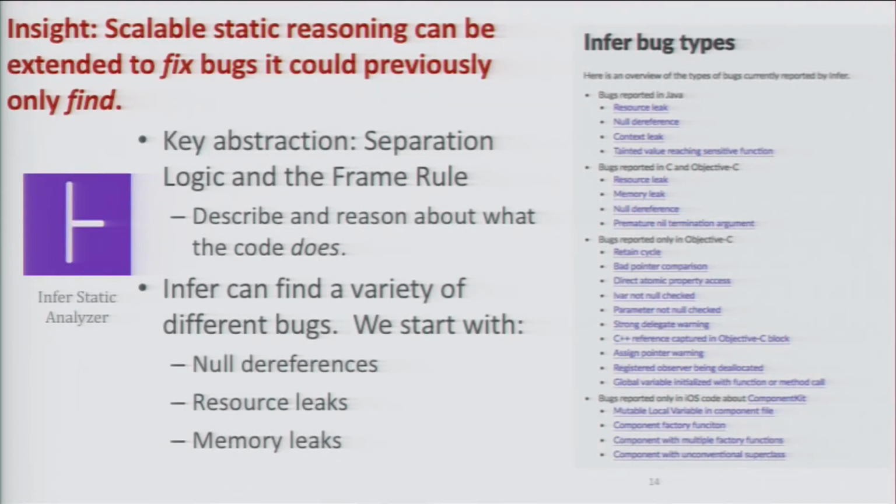So our key insight here is that there exist scalable static reasoning approaches that can be extended if we adapt the reasoning and apply it in a slightly different way to find patches for bugs that it could previously only find. So I'll show you an idea of the use case here in a second.